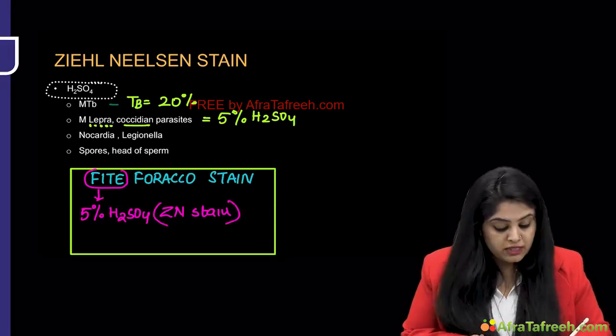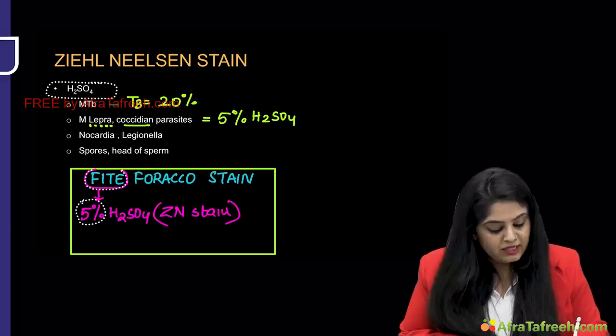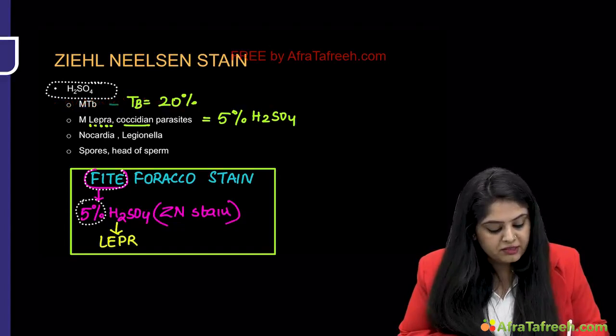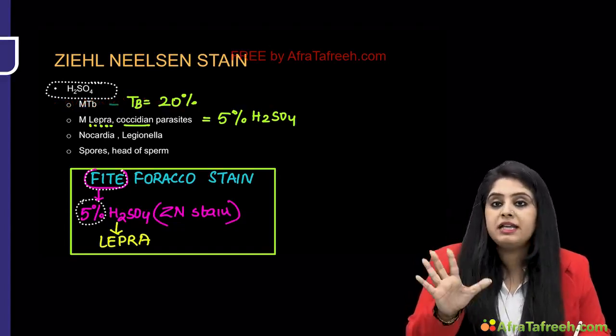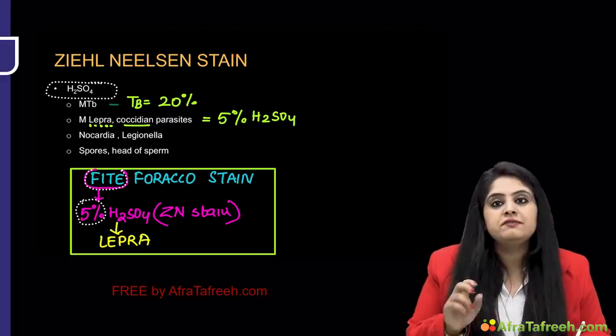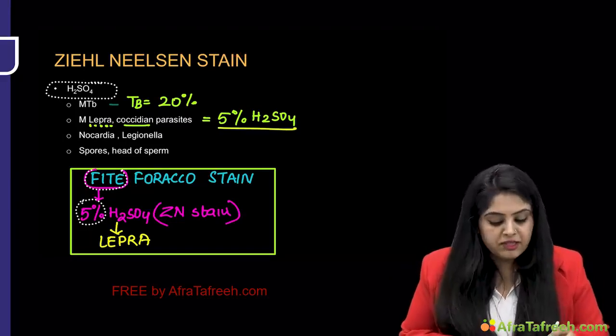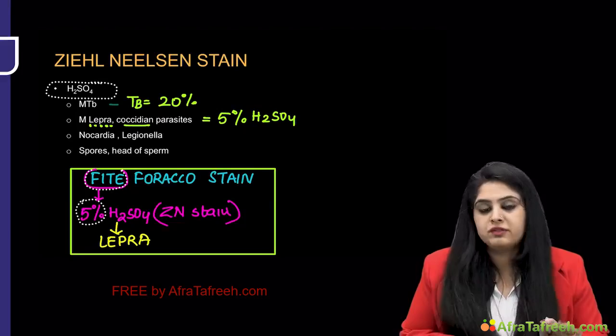So my easy way of learning it was that the word Fite should immediately remind me of the number 5%, and that is going to be responsible for staining the lepra bacillus. So when we come to the diagnosis of lepra, LEPRA, 5 alphabets, 5% H2SO4, Fite-Faraco stain, 555, okay? Even for the coccidian parasites, we use 5% H2SO4, but we don't call it Fite-Faraco stain, okay?